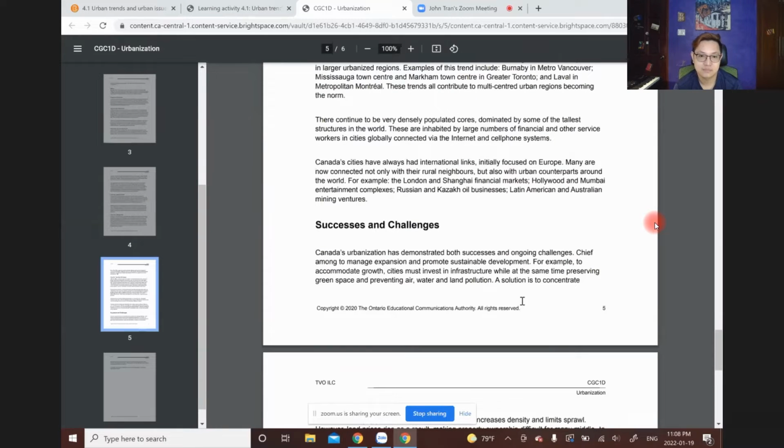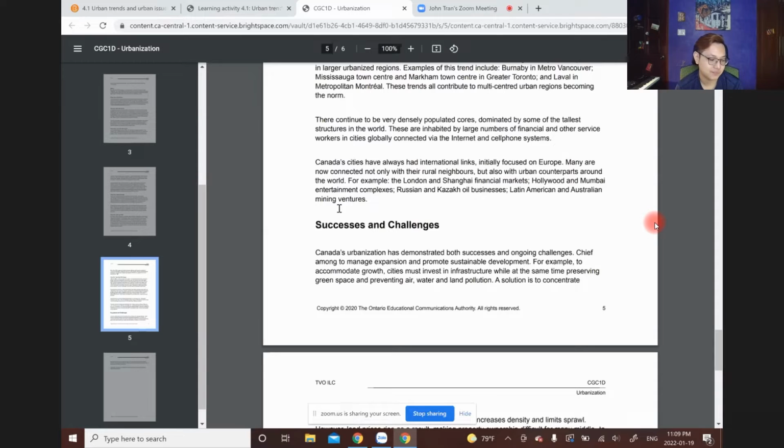Success and challenges. Canadian urbanization has demonstrated both successes and ongoing challenges, chief among them to manage expansion and promote sustainable development. For example, to accommodate growth, a city must invest in infrastructure while at the same time preserving green space and preventing air, water, and land pollution.